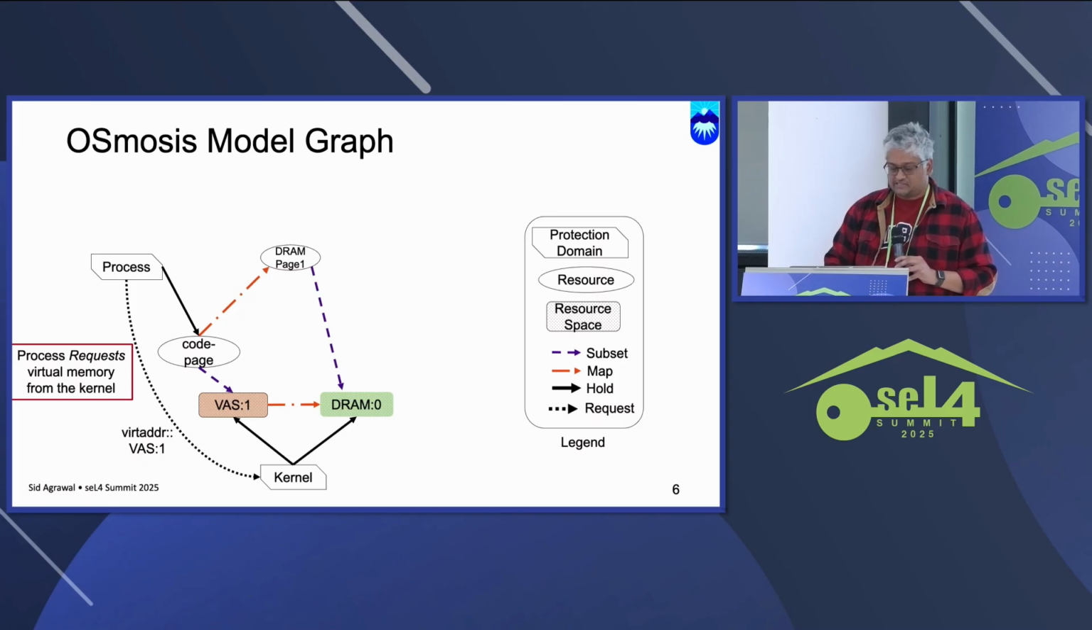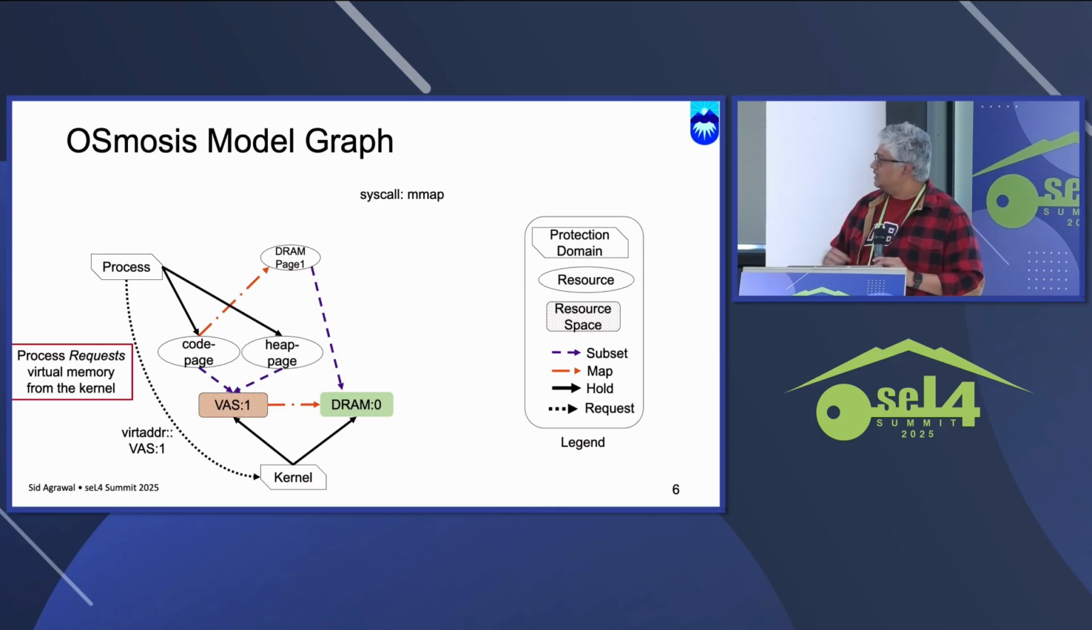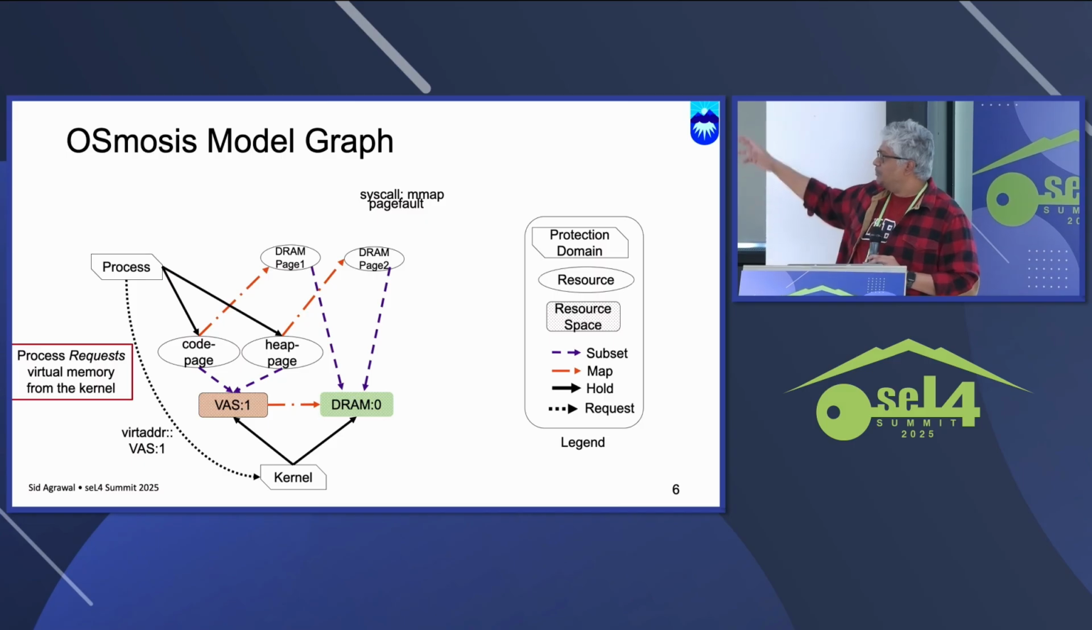Now, with this, let's look at what an mmap system call would look like. In that scenario, the process would request the kernel to give it a new region of virtual pages. And in return, let's say it got a heap page. And then when it faulted on it, a new page will get allocated, which will again be a subset of the resource space.